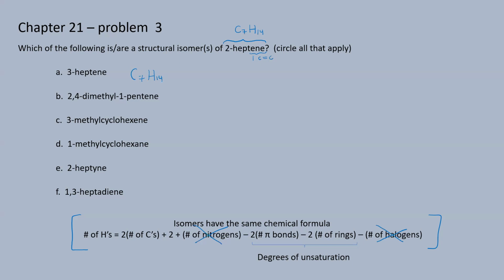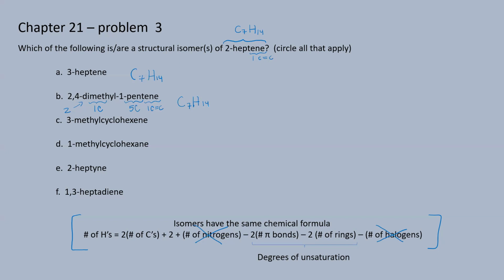Part B, 2,4-dimethyl. So we have 2 1-carbon branches, so that's a total of 2 carbons. And then pent tells us that we have 5 more carbons, so that is also C7. And since it also has 1 carbon-carbon double bond, it should be the same number of hydrogens as the other ones.